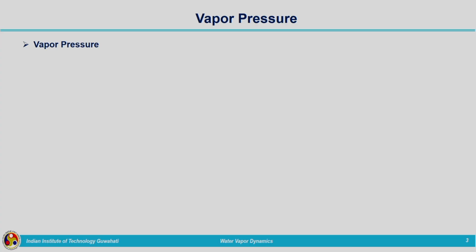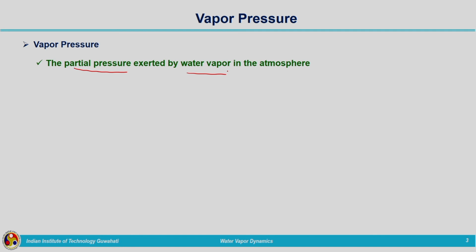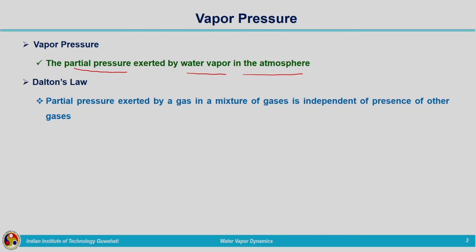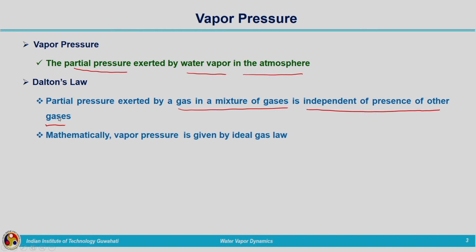Vapor pressure. What is meant by vapor pressure? Vapor pressure is the partial pressure exerted by water vapor in the atmosphere. We know this based on Dalton's law. So, what does Dalton's law state? It states that the partial pressure exerted by a gas in a mixture of gases is independent of the presence of other gases. This is very much familiar to us.